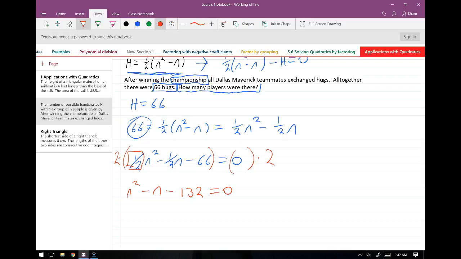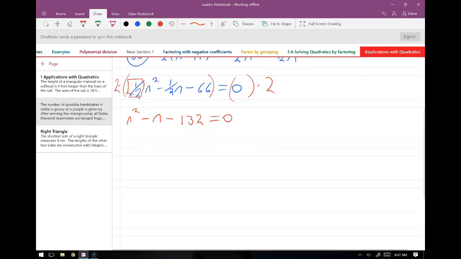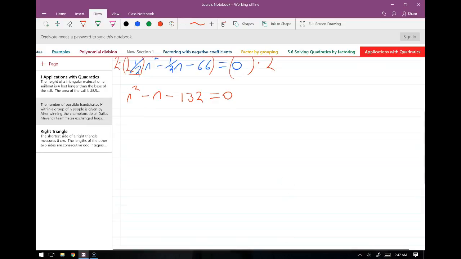All right. So let's go ahead and consider what kind of factors we are looking at. Well, we're going to have two n's. We know that. There's no coefficient out here, so there are no coefficients down in the factorization. We have a negative final term, so we're going to have a plus and a minus, and we have a negative middle term, so we know that the larger factor will be attached to the negative sign. So what are the factors of 132?